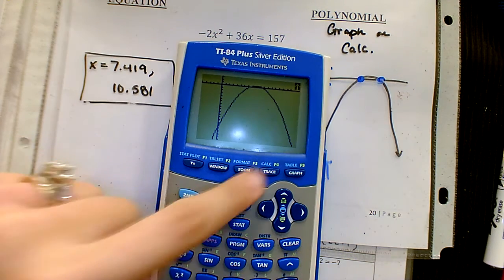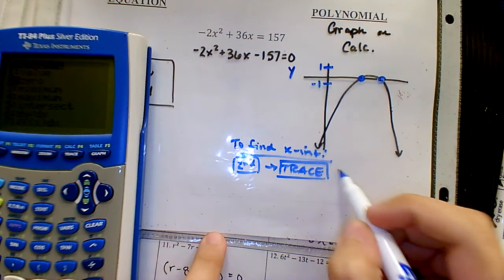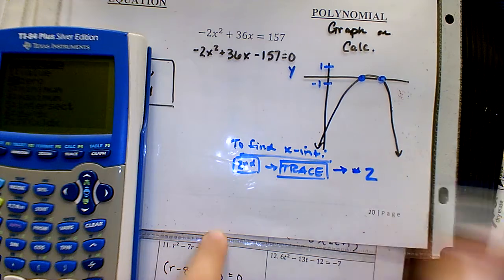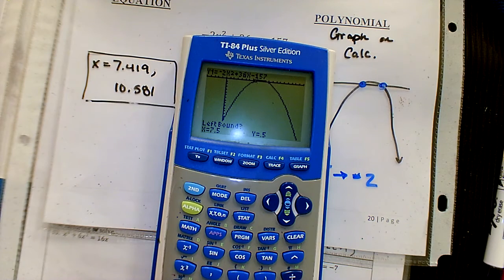So if you hit second, trace, we've already talked about max, min, and intersection. Is there another one on that screen that hints or represents the idea of an x-intercept? Yes, 0, okay, where the y value is 0. So we're going to select option number 2. All right, go ahead and hit enter.